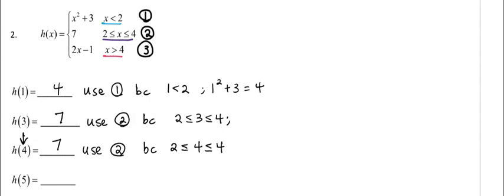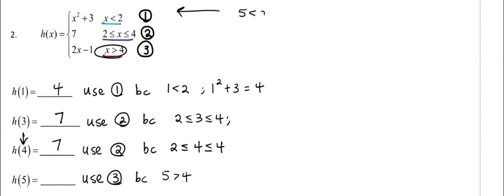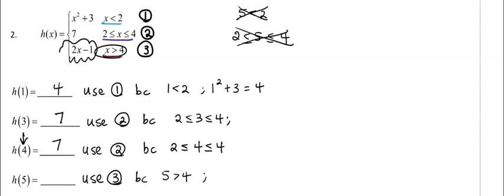Lastly, if we want to plug 5 into this function, we will be using the third piece because 5 is greater than 4. If I tried to plug 5 into any of the other pieces, if we look at the first piece, that would say that 5 is less than 2. That is not true. If we look at the second piece, that would say that 5 is between 2 and 4. That is not true. So the only piece that it works for is the third piece. So now I'm going to be taking 5 and plugging it into this expression here of 2x minus 1, giving us 2 times 5 minus 1, which is 9.